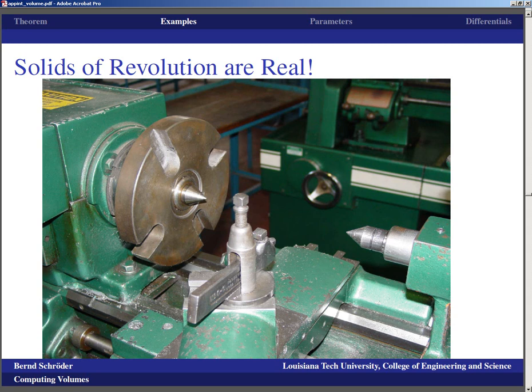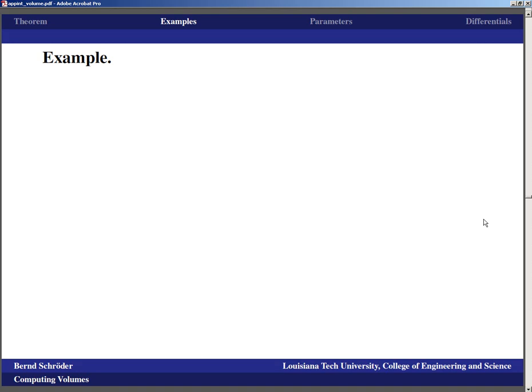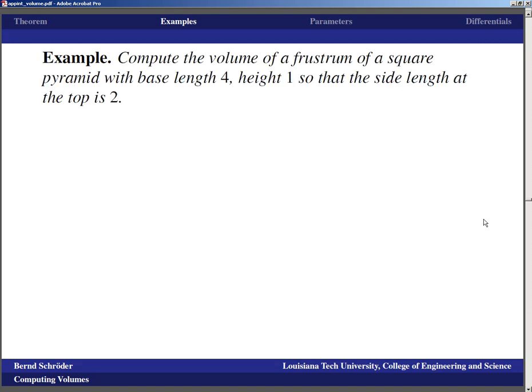So this is not just an invention of mathematicians. Anytime you see something that is rotationally symmetric, if it's a metal part, there's a good chance that you're looking at a turn component, especially when it's solid. Okay, well, like I said, however, not all the cross-sections are round.